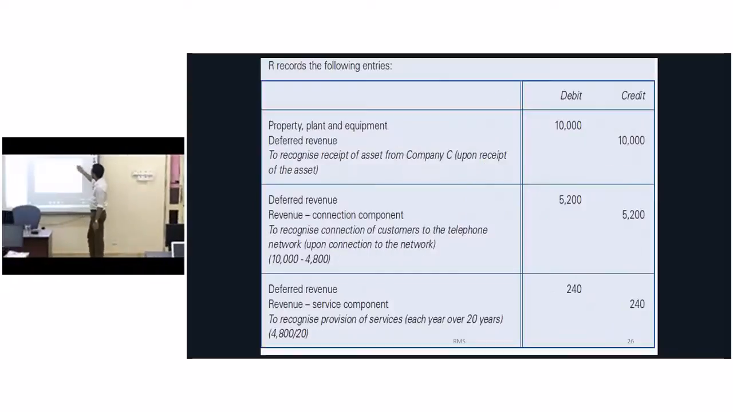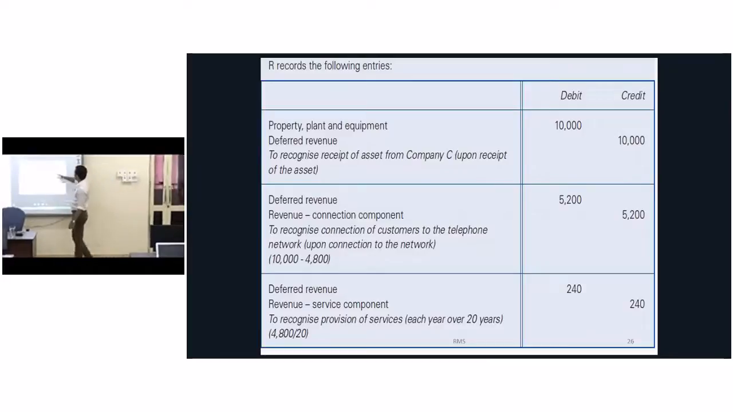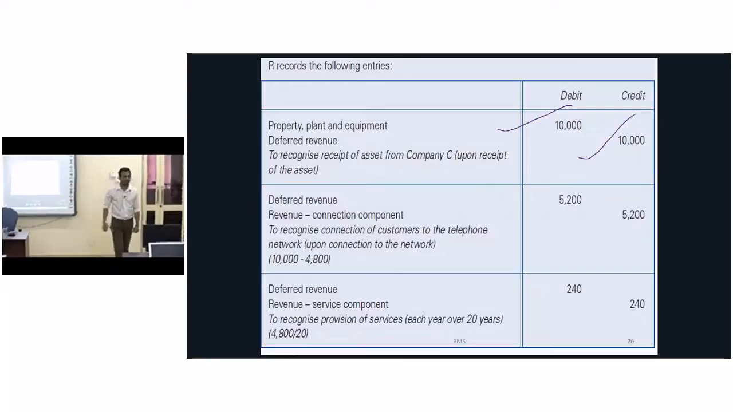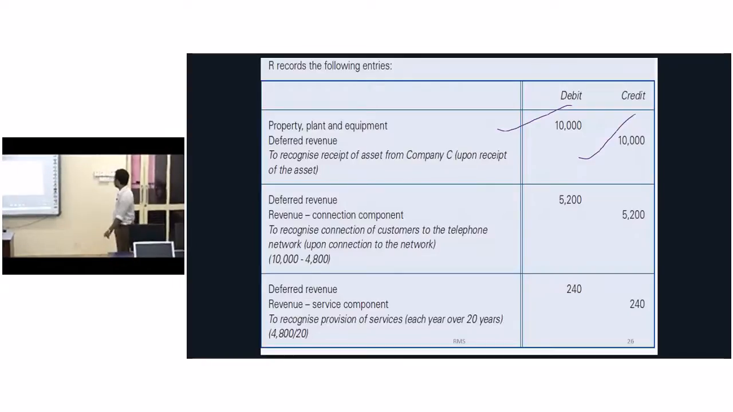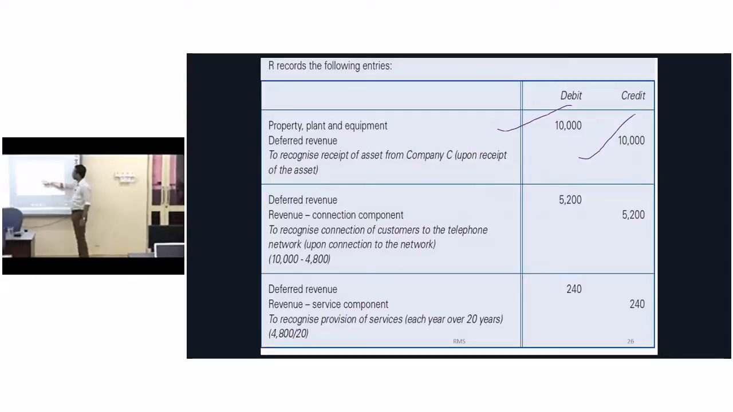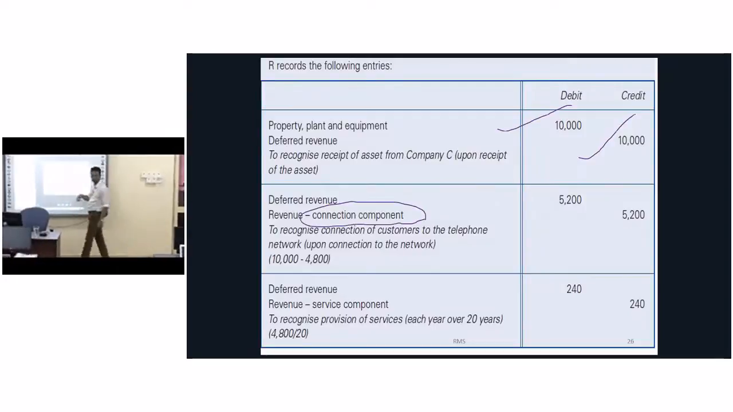Look, original double entry. Answers are there. Property, plant and equipment debit. Here I took the first 10,000. I told this double entry previously. Deferred revenue credit. Right? From deferred revenue, what is the connection component? That will be charged to revenue. Why to do so? 5,200 deferred revenue debit. It will be charged to revenue.